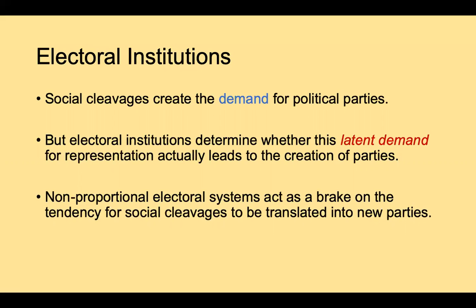In a single member district, winner-take-all system, only one candidate or one party wins and takes the whole constituency. That creates an incentive not to create parties that don't have a chance to win office. Let's unravel this and discuss this further. The main point that we're beginning with is that non-proportional electoral systems, winner-take-all systems, in other words, are a deterrent. They act as a brake on the tendency for these cleavages to be translated into new parties.